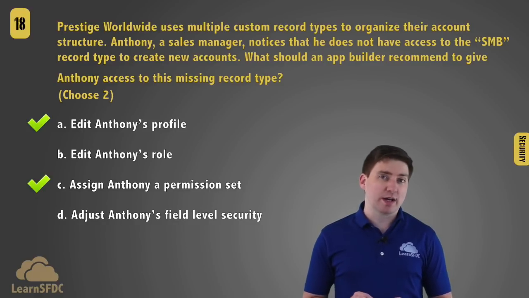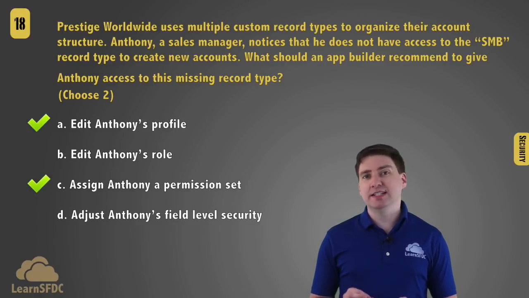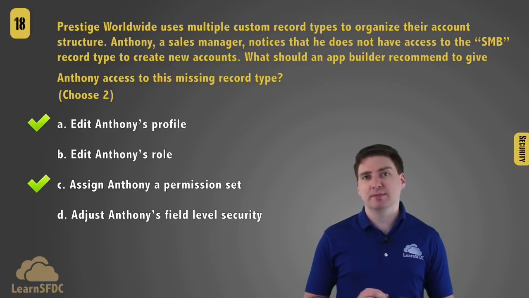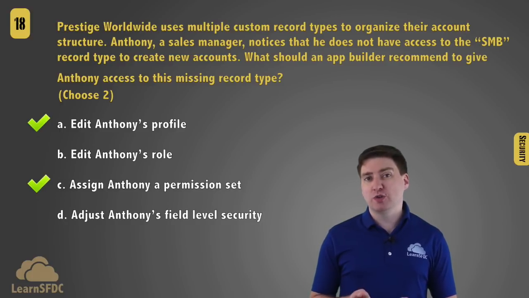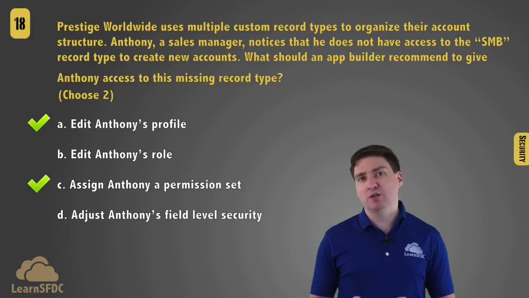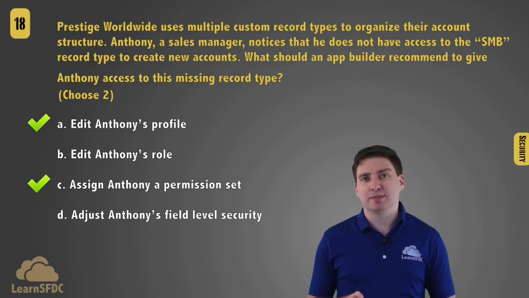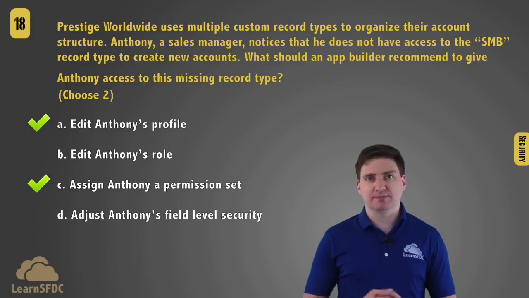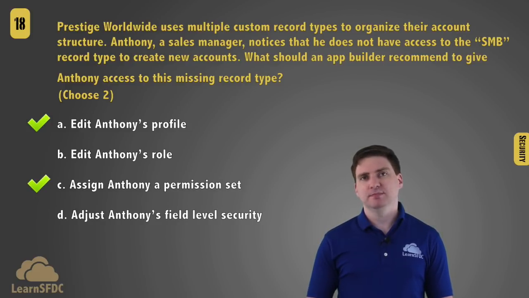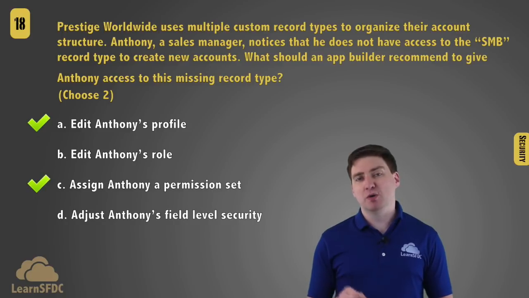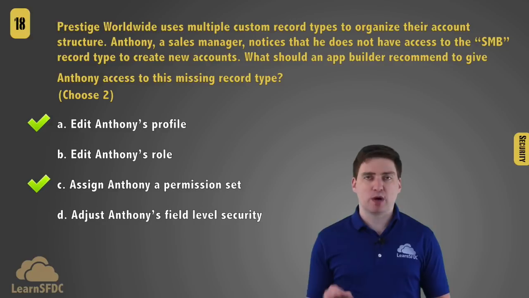C is also correct because if Anthony needs access to a custom record type and all the other users in Anthony's specific profile do not need access to that record type, a permission set will work the same way in granting Anthony access to the record type he needs, but without changing the profile for everybody else. There is no need to do both A and C for Anthony. One or the other will solve his problem.